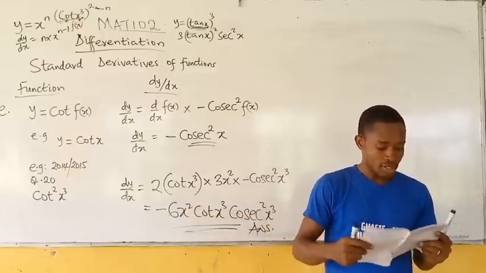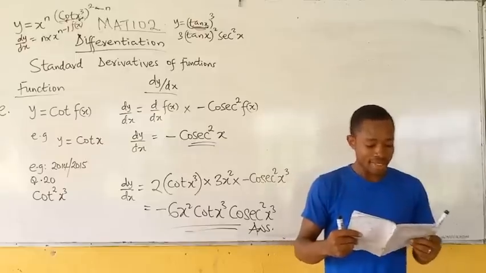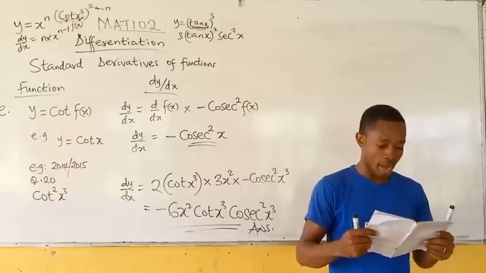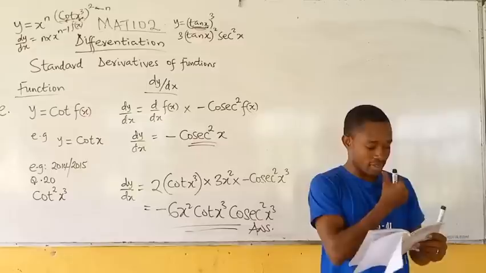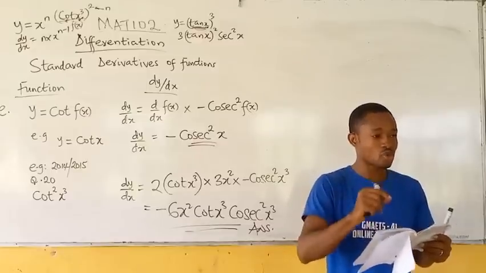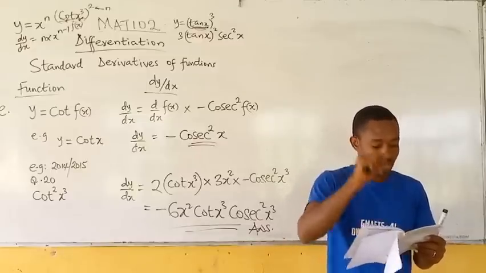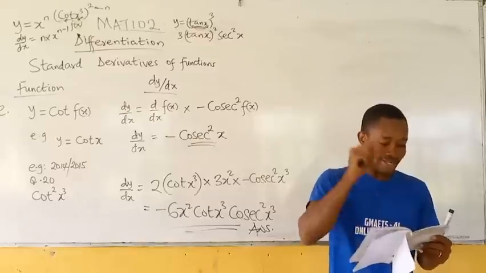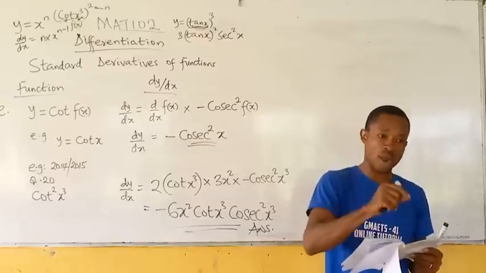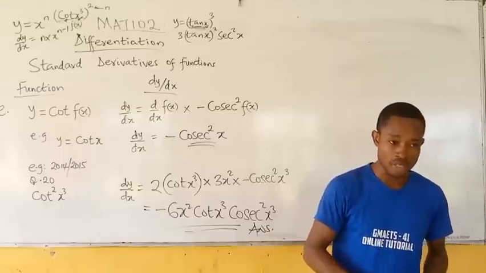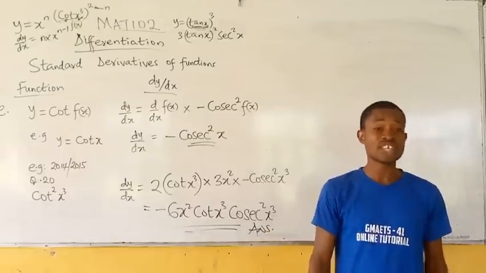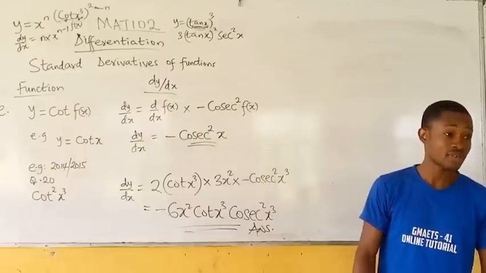That's the answer. C, minus 8x sine square x squared cos square x squared. That is not the answer. D, minus 3 over 2x cot 3 over 4x squared sec 3 over 4x squared. That is not the answer. E, NOTA. So what is the correct option? NOTA. NOTA is also part of your exam answers.